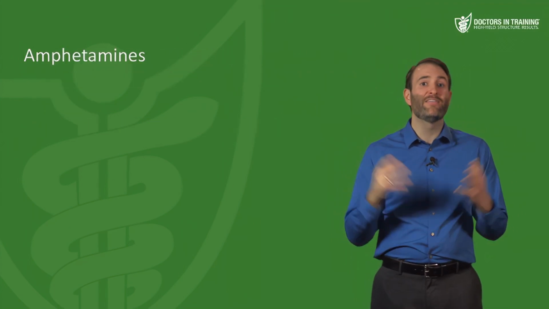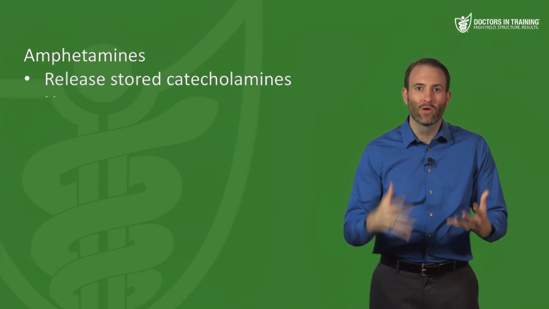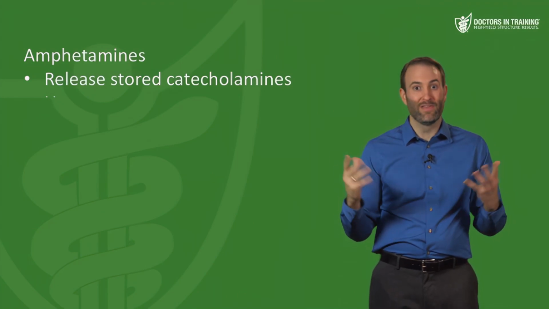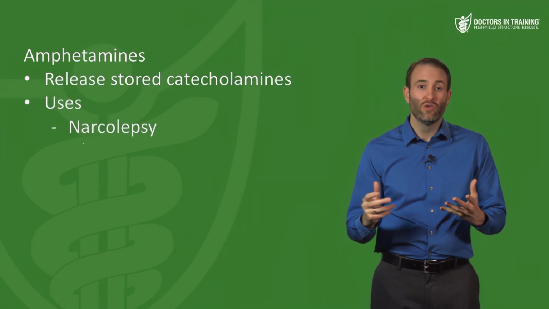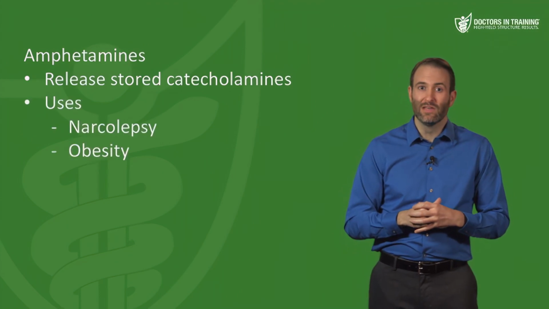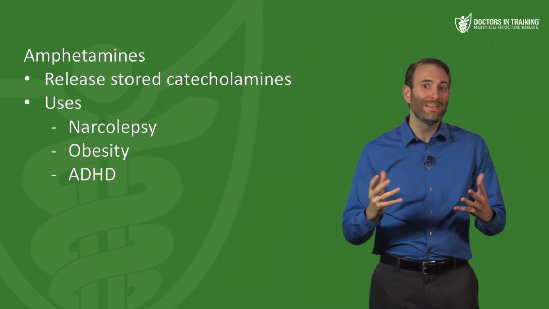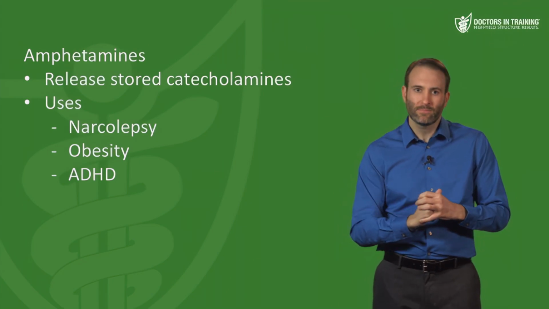So the first ones are the amphetamines. So they work by releasing stored catecholamines. So you're getting more catecholamines out. So this can be a recreational drug. It's methamphetamines, it's speed. But in medicine, we can also use it for narcolepsy. You can also use it for obesity because it decreases appetite, and for attention deficit disorder. So again, remember that the amphetamines increase the release of the stored catecholamines, so you have more in that cleft.